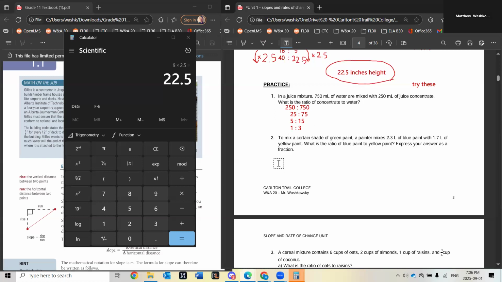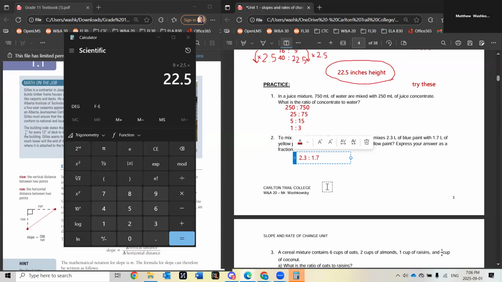Question 2. To mix a certain shade of green paint, a painter mixes 2.3 liters of blue paint with 1.7 of yellow paint. What's the ratio of blue to yellow paint? Well, blue paint was 2.3 and yellow paint was 1.7.